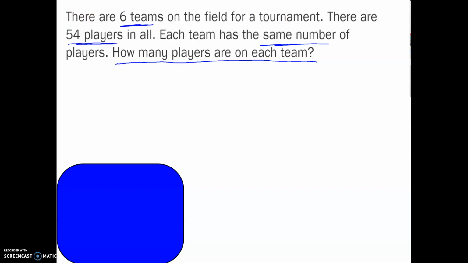So here are some things that I was thinking as I was thinking about this problem. Well, I know that 6 times 10 is 60. So I'm using that as my helper fact. So I estimated then that there has to be fewer than 10 players on each team. Okay? Because I know that 6 times 10 is 60. So 6 times a number is going to be 54, and that number has to be less than 10.